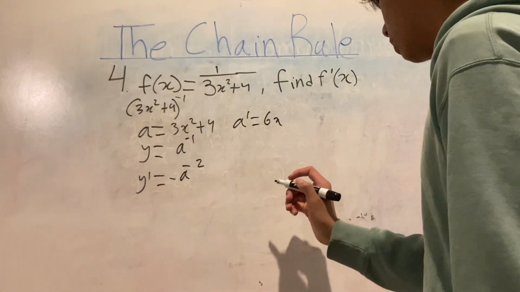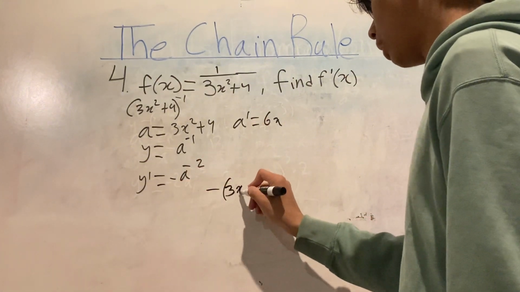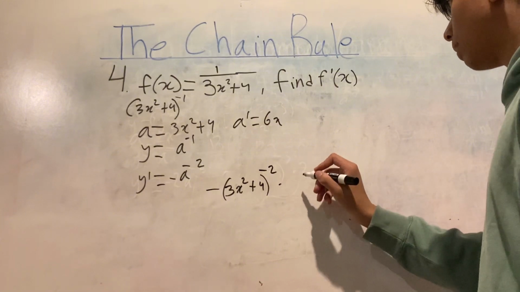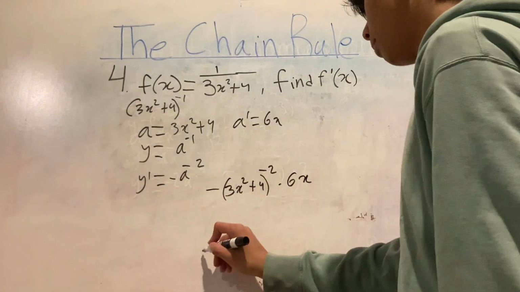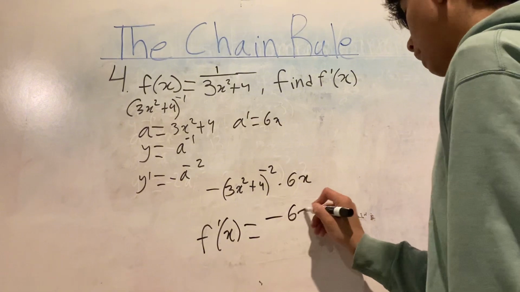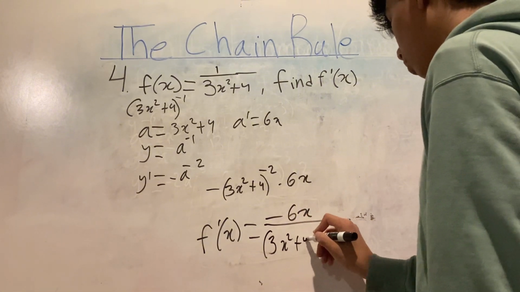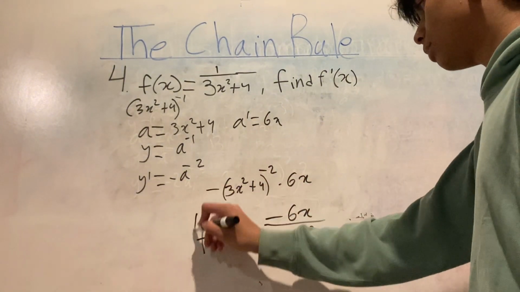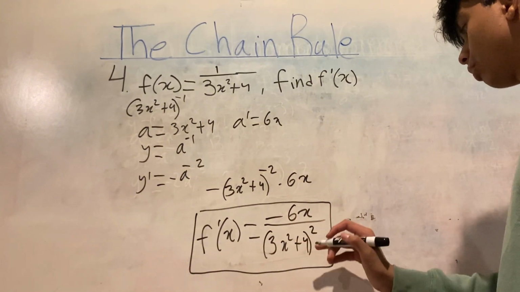And now let's put it into the chain rule. We have negative a, which is 3x squared plus 4, and this is to the power -2, and this is all multiplied by 6x. So now when we put this into the denominator, we'll end up having f prime of x equals -6x all over 3x squared plus 4 to the power 2, because we brought it down so the negative goes away, and this becomes our final answer. -6x over 3x squared plus 4 whole squared.